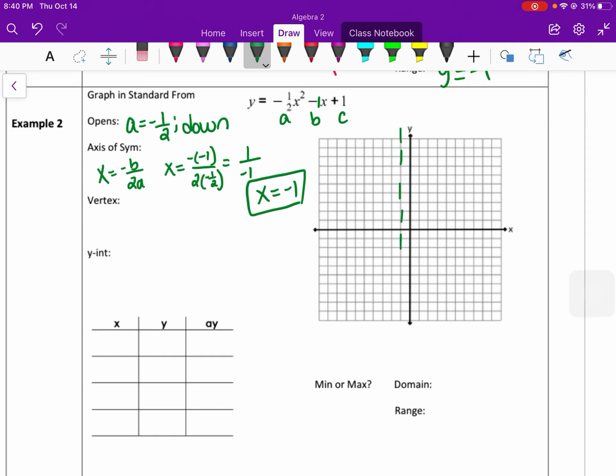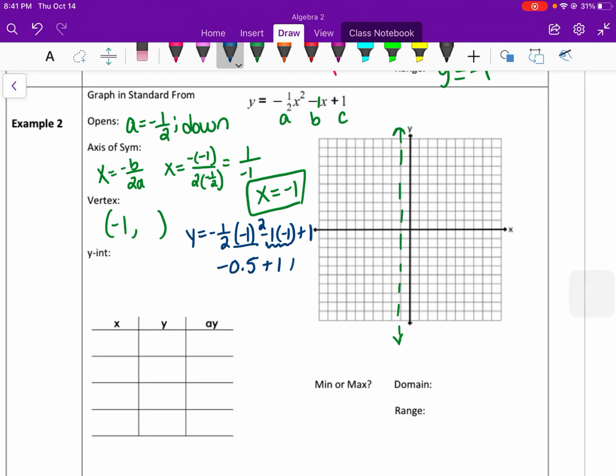So we have the same axis of symmetry as our last example. It needs to be written as an equation of a line. Then we find our vertex by plugging that negative 1 in for the x coordinate back into the equation. So y equals negative 1/2 times negative 1 squared minus 1 times negative 1 plus 1. So negative 1 squared is positive 1 times negative 1/2 will be negative 0.5 or negative 1/2. Then we have negative 1 times negative 1, which is positive 1, and then plus 1 again. Negative 1/2 plus 1 will be positive 1/2 plus 1 will be 1.5.